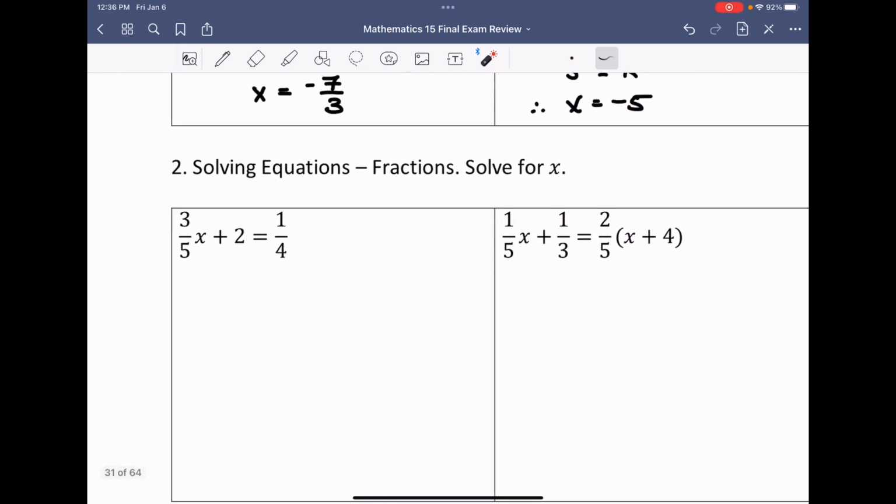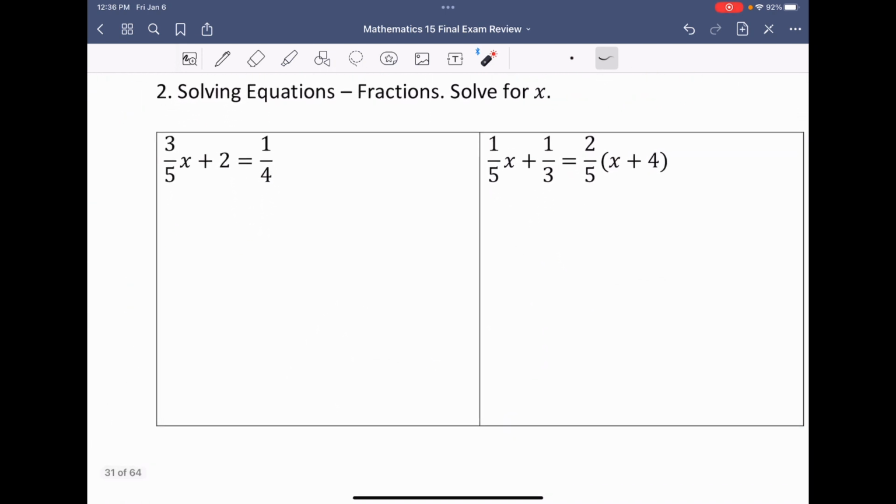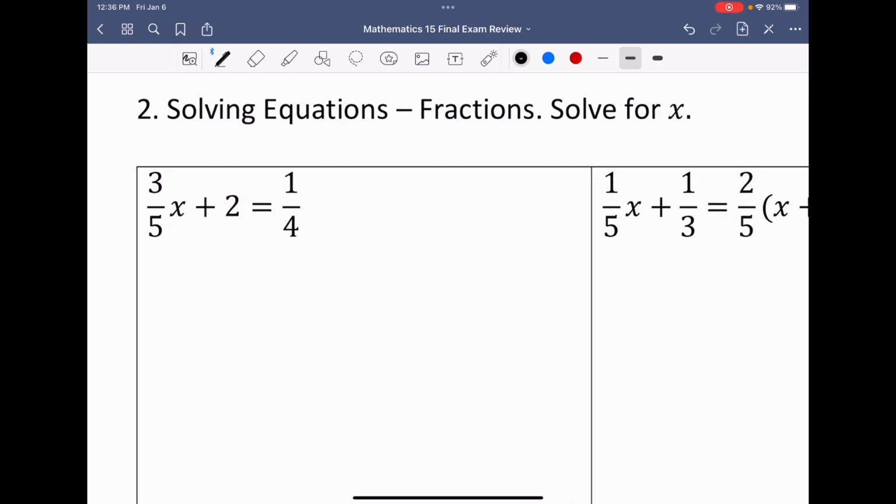Okay, now solving equations dealing with fractions. So now what we have to do is say, okay, if we have a fraction, we don't want to have anything in the denominator. We want those fractions gone. So what do we have to do? We have to figure out what the LCM is. So the LCM is the first number that both of the items in the denominator multiply to, or the 3 items in the denominator multiply to.